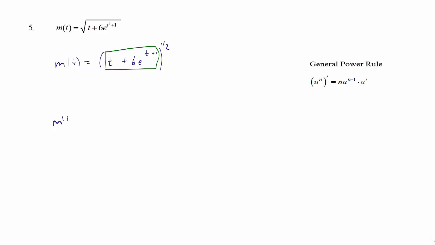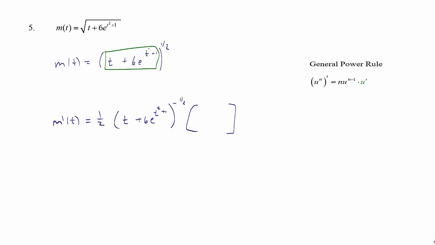Okay, so m prime of t. I bring down my exponent, 1/2. I'm not taking the derivative yet. And then I am subtracting 1 from my exponent, so 1/2 minus 1 is a negative 1/2. And now times whatever u prime is.